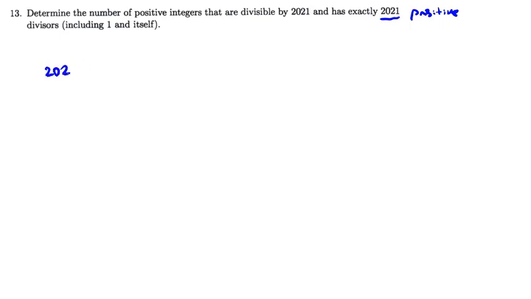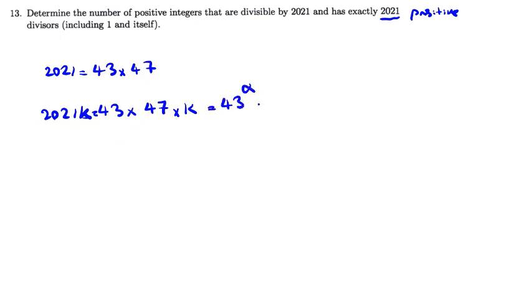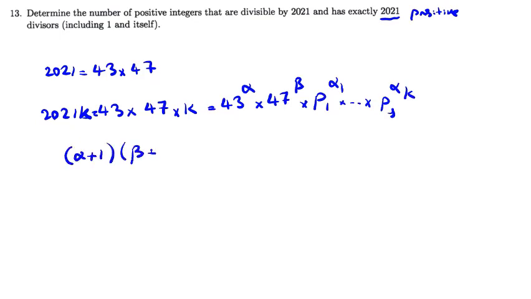So 2021 is what? If you prime factorize, it will be 43 times 47. Now the number is a multiple of 2021, so it is 43 times 47 times k. Now, we know it will be 43 to the power of alpha times 47 to the power of beta times other prime numbers, p1 to the power of alpha 1 up to ps to the power of alpha s. We know (alpha plus 1) times (beta plus 1) times (alpha 1 plus 1) up to (alpha s plus 1) is its number of positive divisors. It's the formula of that.